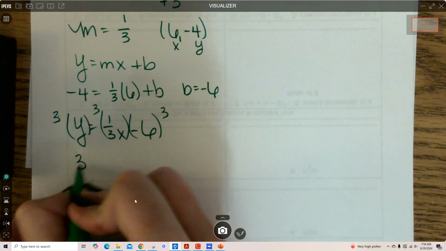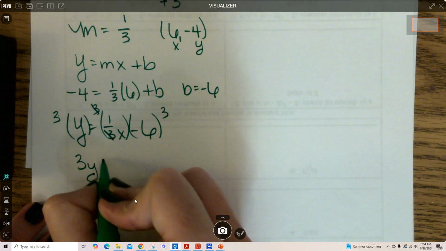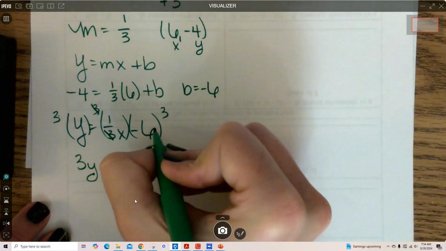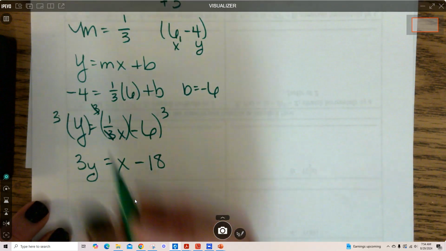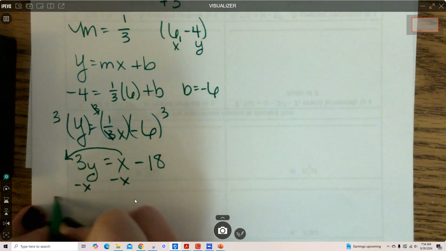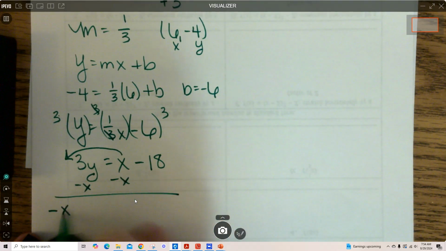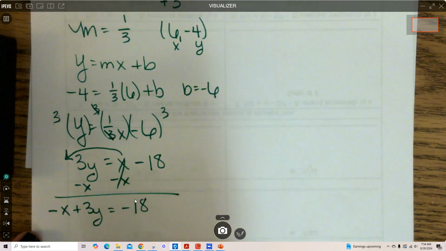So 3 times y is 3y. These will cancel and I'm left with 1x, so I'm just going to write an x. And then -6 times 3 is -18. Move the x to the left-hand side, so we're going to subtract x from both sides. So -x plus 3y equals -18.